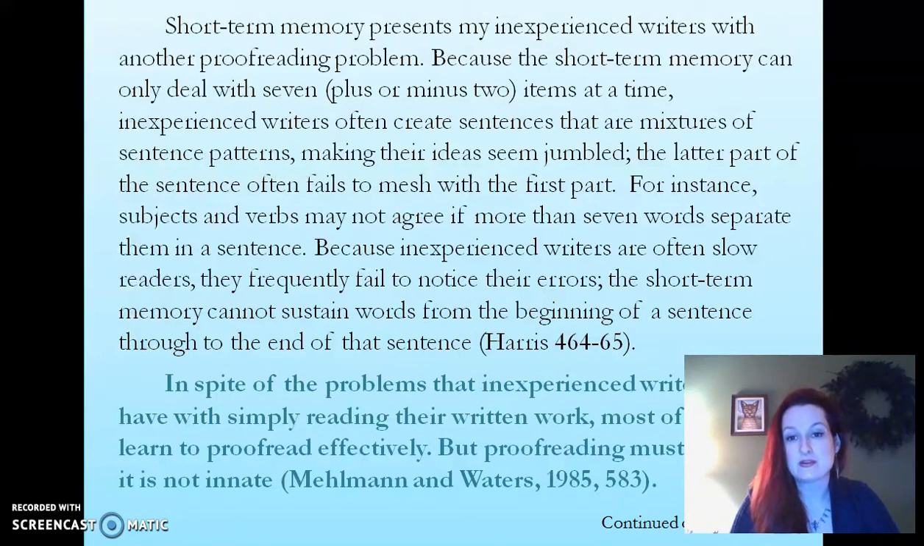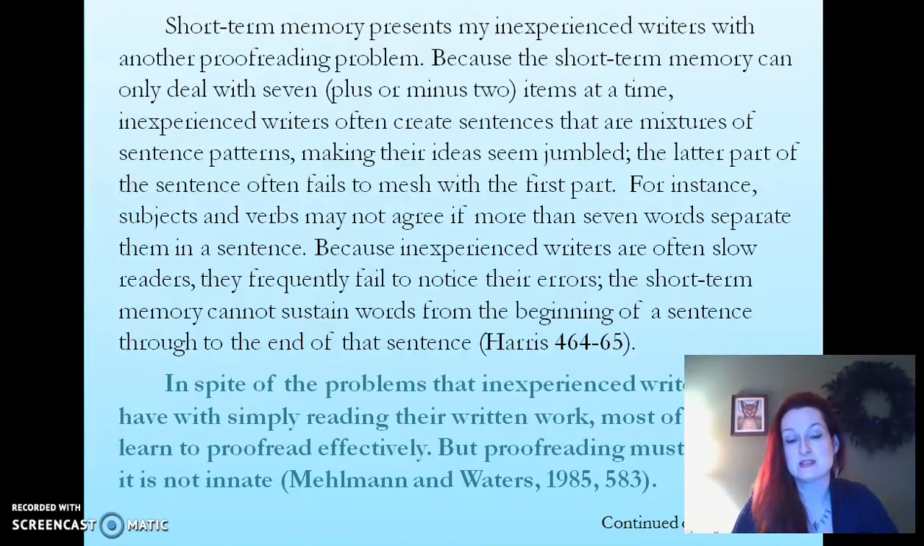Because inexperienced writers are often slow readers, they frequently fail to notice their errors. The short-term memory cannot sustain words from the beginning of a sentence through to the end of that sentence. In spite of the problems that inexperienced writers may have with simply reading their written work, most of them can learn to proofread effectively. But proofreading must be taught. It is not innate.